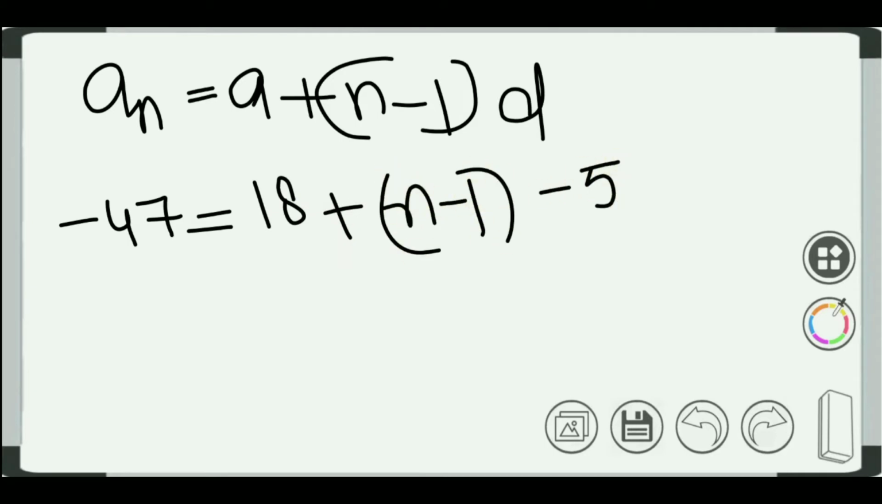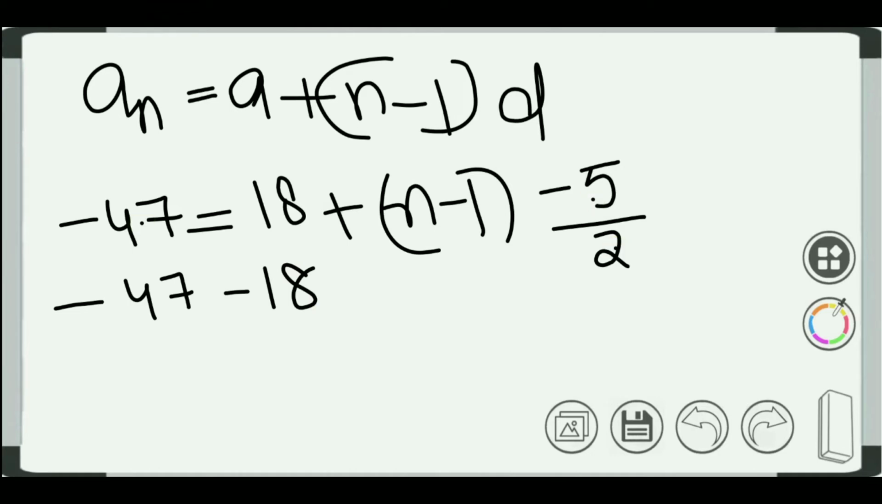Minus 5 by 2. Okay. Now I am solving it in another way. See, I am taking this 18 this side, so plus 18 will become minus 18. So minus 47 minus 18. Now I am taking this minus 5 by 2 this side.